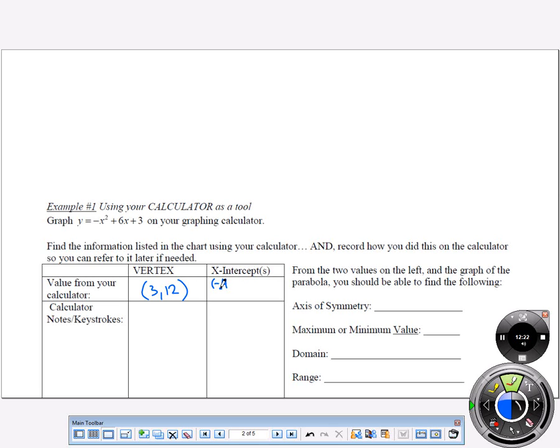What was it? Negative 0.461 or 106? 464.16. Who's found our second x-intercept? Michael? Can somebody confirm that 6.464 looks good? Yeah? Okay. All right.